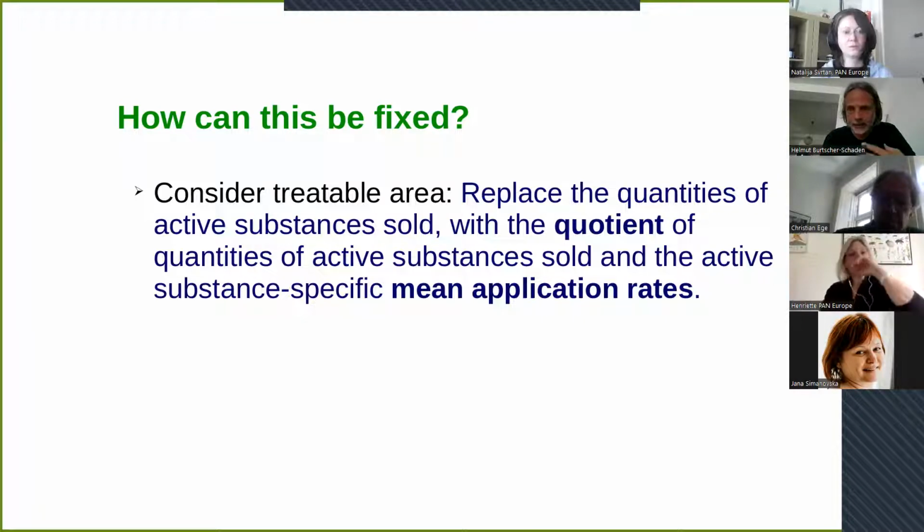And if you multiply this with the weighting factors, you have still the combination of sales data, but in a more sophisticated way, in a more realistic way, with these political but not toxicological, maybe a little bit also toxicological based weighting factors.